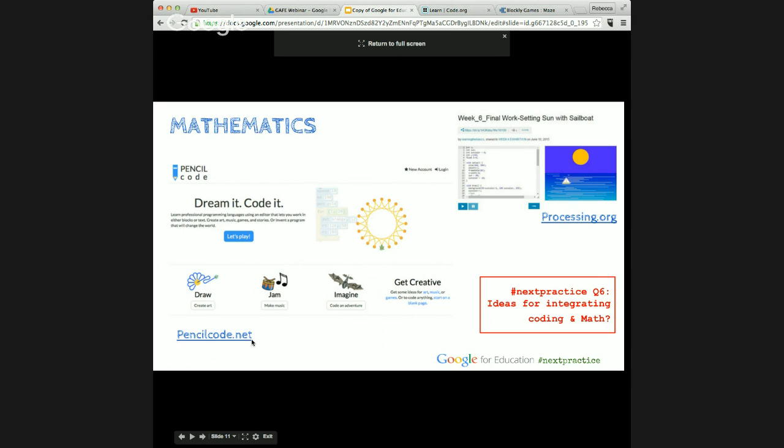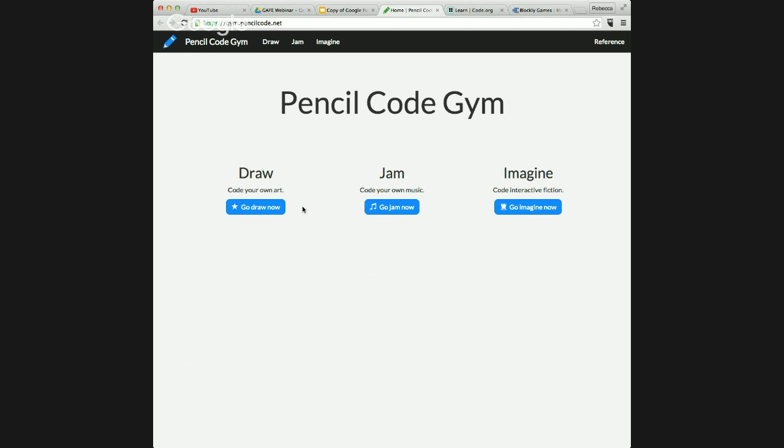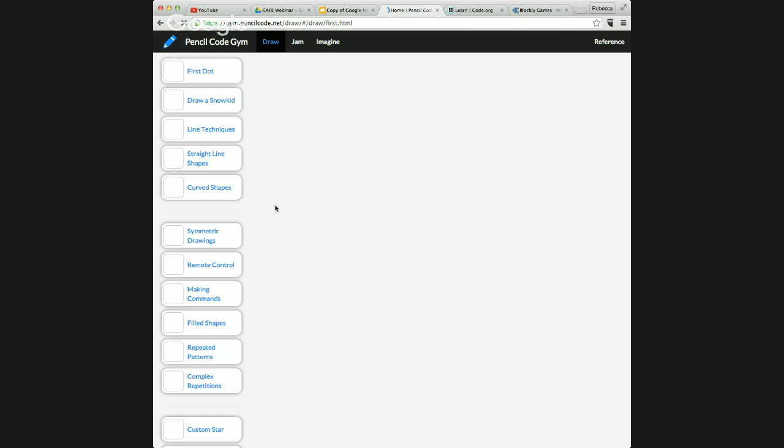So we've got Pencil Code, which is pencilcode.net. With this one, you can actually integrate this with subjects like mathematics, and you can have students creating shapes using either visual programming, so the drag and drop blocks, or you can get them creating it using some text-based code. So I'll just click on this and we can have a little peek. So here you can see we've got draw, or you can integrate it into music perhaps, or even just imagine. So we'll go to the draw option.